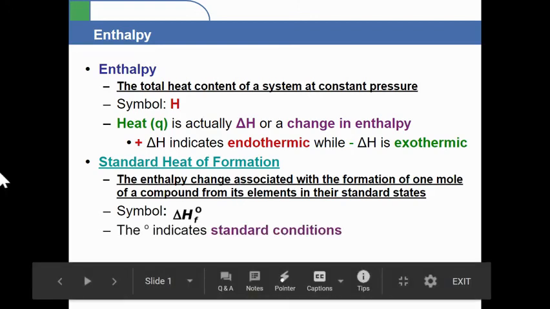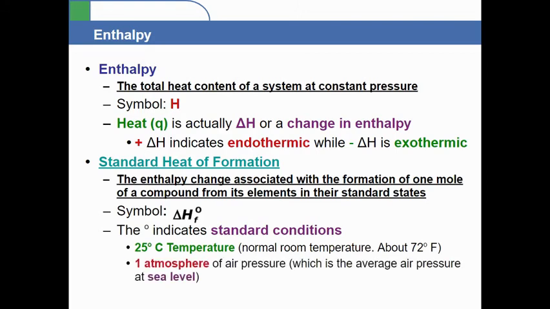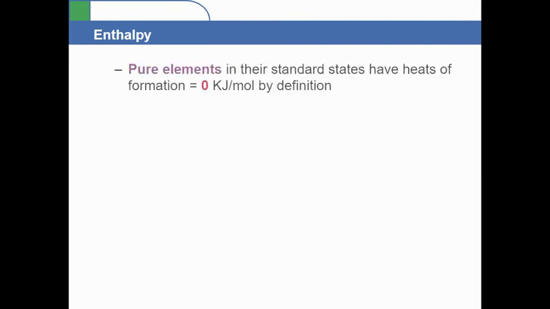And the degrees indicates standard conditions. So standard temperature, which would be about 72 degrees Fahrenheit, or it's exactly 25 degrees Celsius, and standard pressure, which is 1 atmosphere of air pressure, which is the average air pressure at sea level.